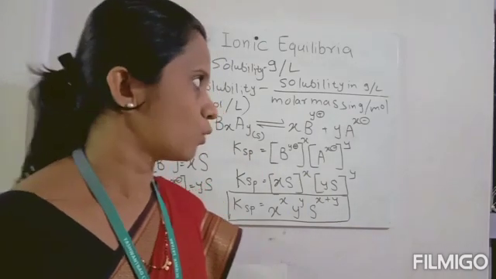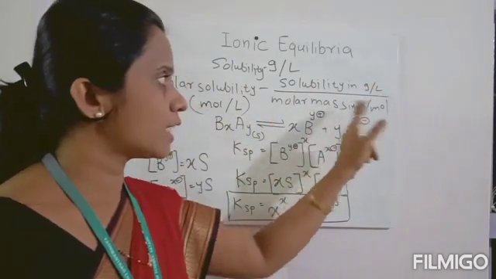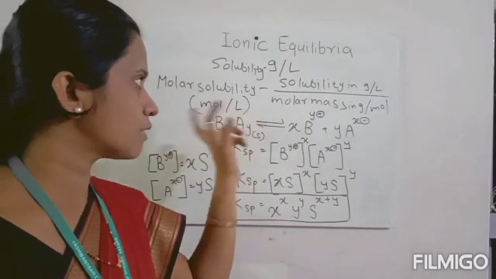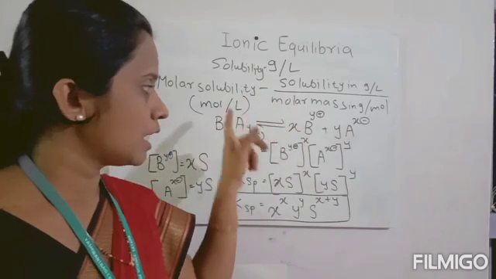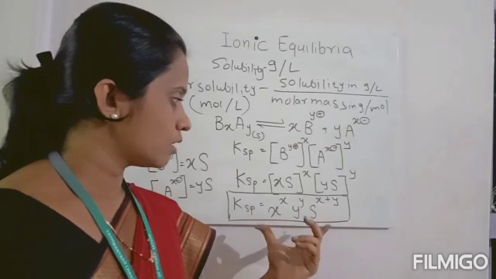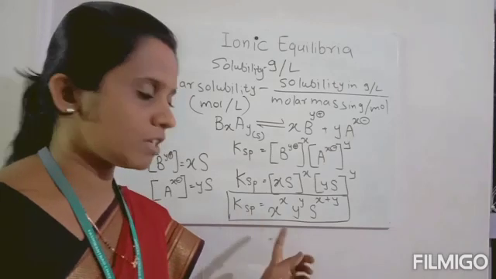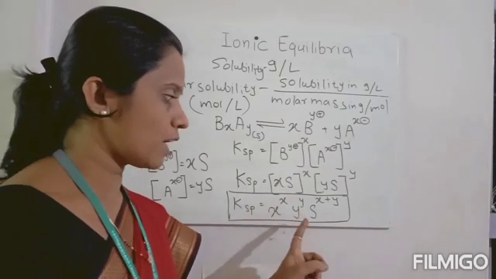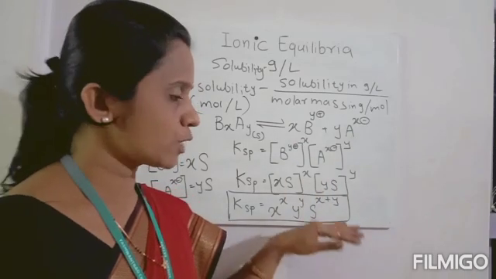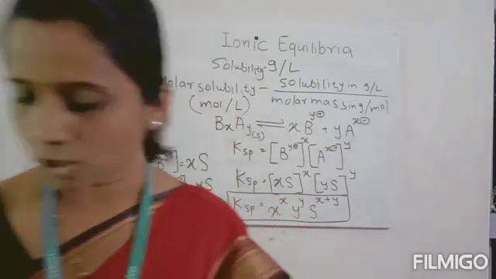Okay. So molar solubility means solubility in gram per liter divided by molar mass in gram per mole. So the units for molar solubility will be mole per liter, and this is the general solubility equilibria. And for this kind of solubility equilibria, the expression for Ksp will be x raised to x, y raised to y, S raised to x plus y. So we are now going to apply this equation to specific solubility equilibria reactions.